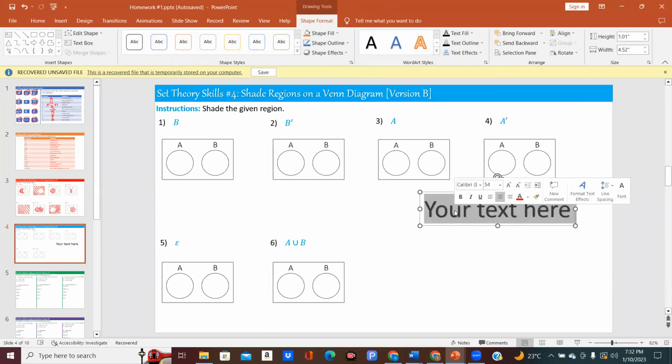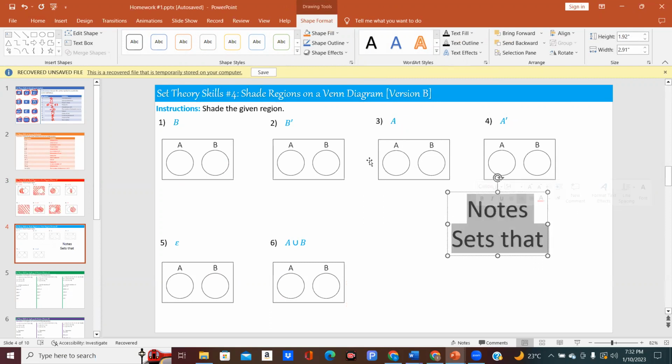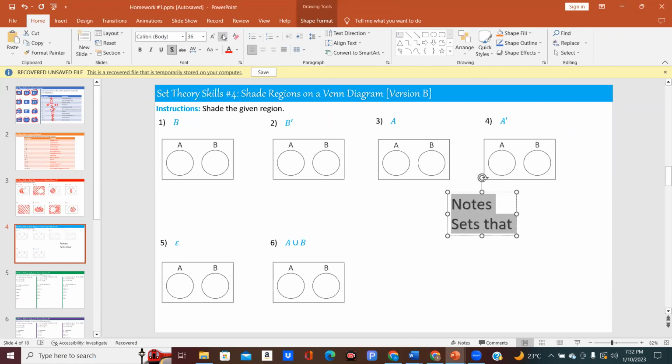So write these notes down, please. Draw them first, then write the note? No, write the notes first, and then we go to the exercise. All right. So, sets that do not overlap.